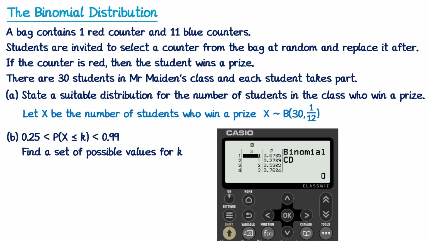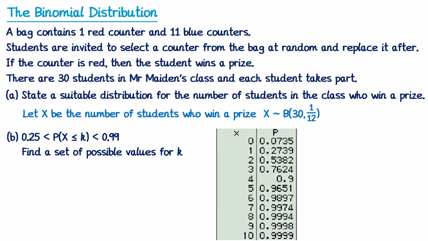So these probabilities here are the probability that x is less than or equal to all of these values, so 0, 1, 2, 3, 4, 5, all the way down to 10. And as you see when we scroll down, the probabilities here start to increase, and by the time we get to 10, it's actually 0.9999, so very close to 1. Now if we write out all of these probabilities at once, it looks like this.